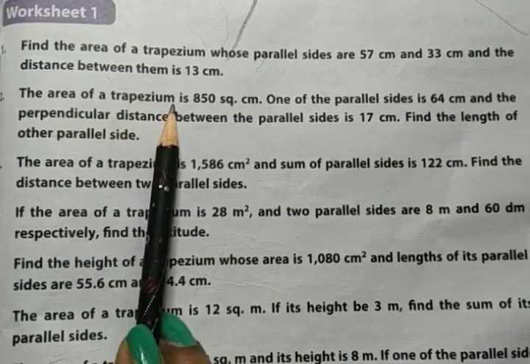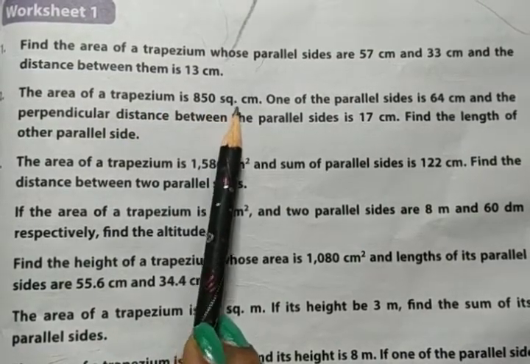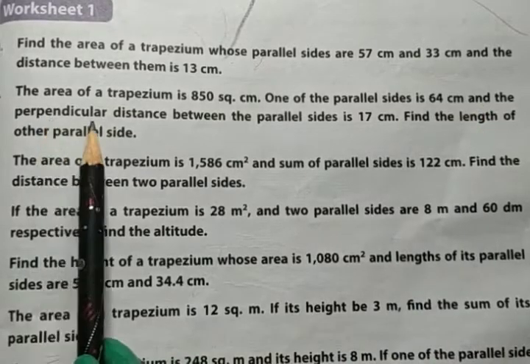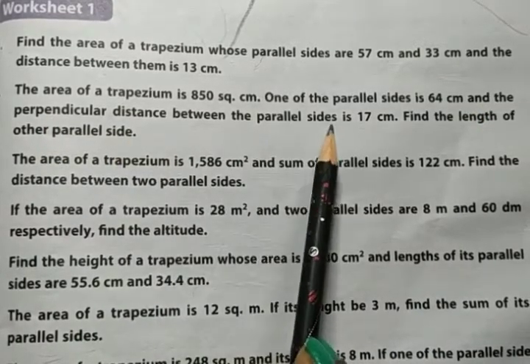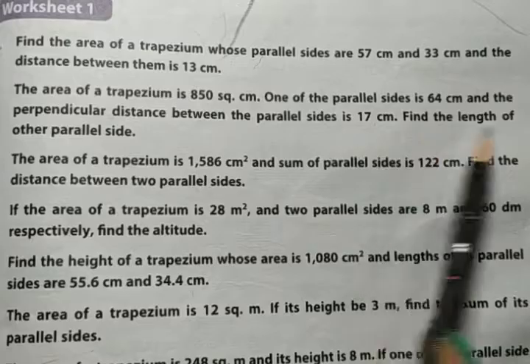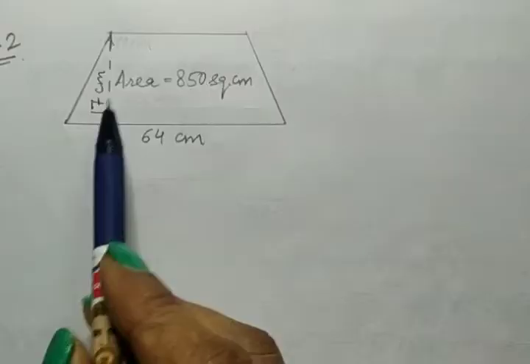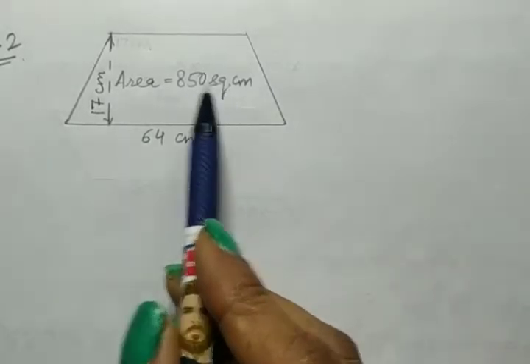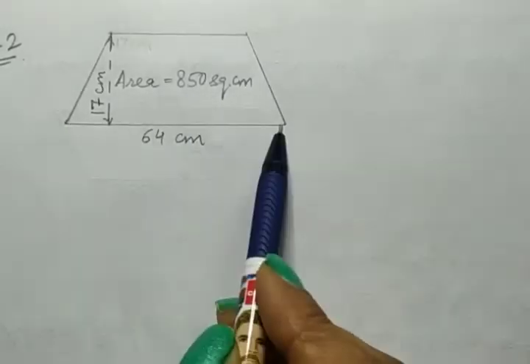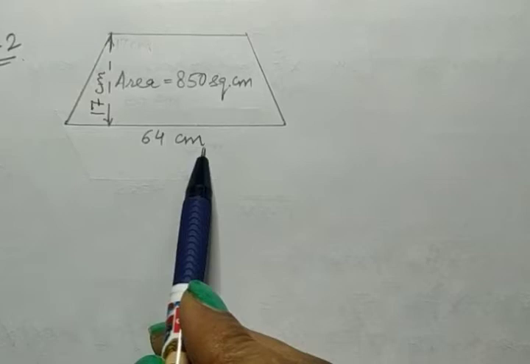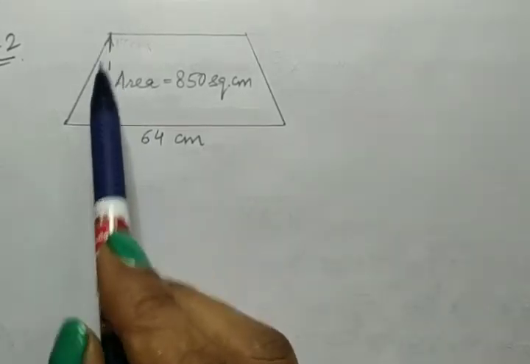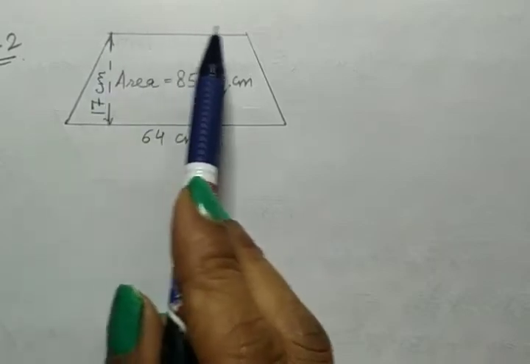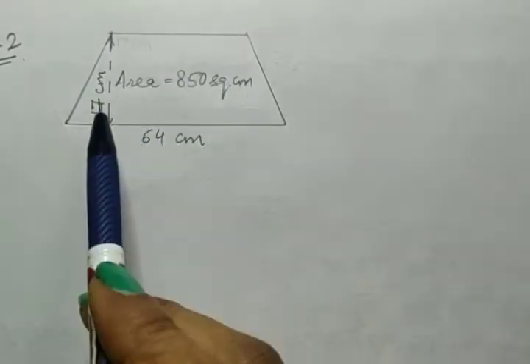Question number 2. The area of a trapezium is 850 square centimeter. One of the parallel sides is 64 centimeter and the perpendicular distance between the parallel sides is 17 centimeter. Find the length of the other parallel side. In this trapezium, area is given, that is 850 square centimeter. Length of one parallel side is given, that is 64 centimeter, and distance between these two parallel lines is given, that is 17 centimeter. Now we have to find the length of the other parallel side.